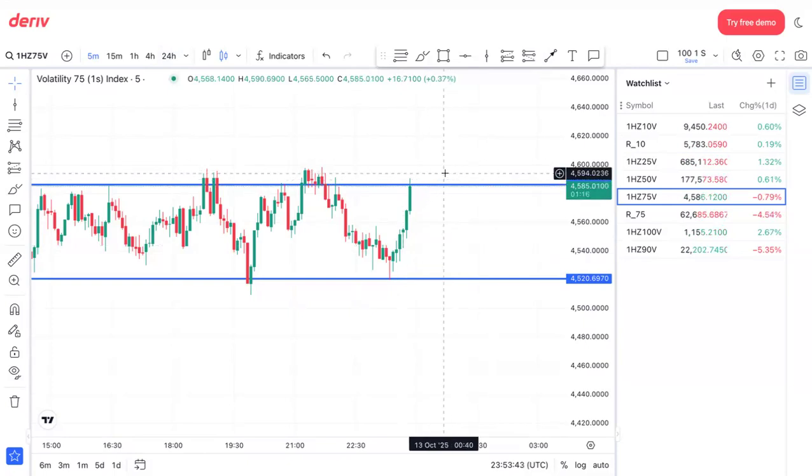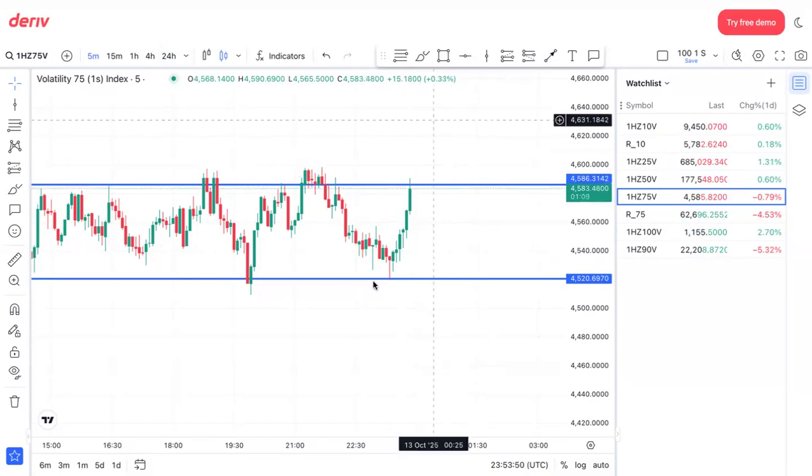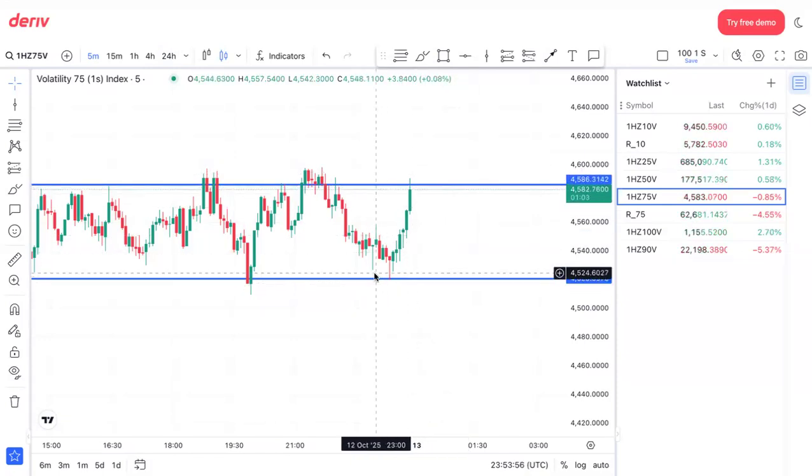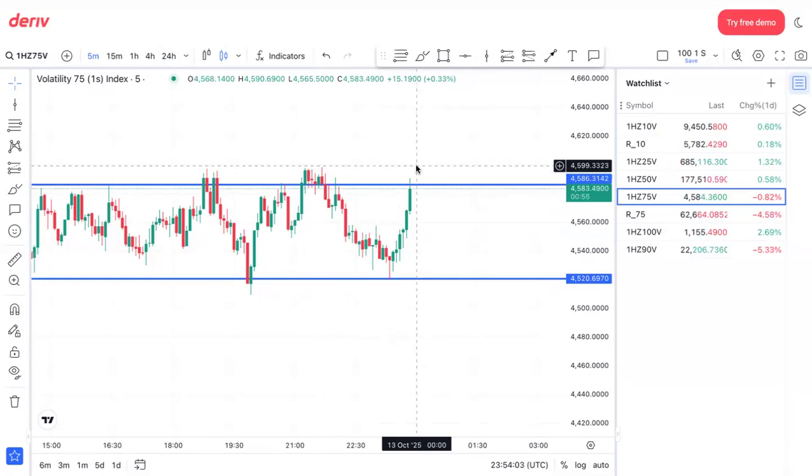That's what we're waiting for right here. Now, if we do get this break and close, we can take this for the buy. And then once you enter on the 5, you're going to go to your 15 and then set your stop loss. So we're going to wait for this candle to play out. We have 56 seconds left on this candle.